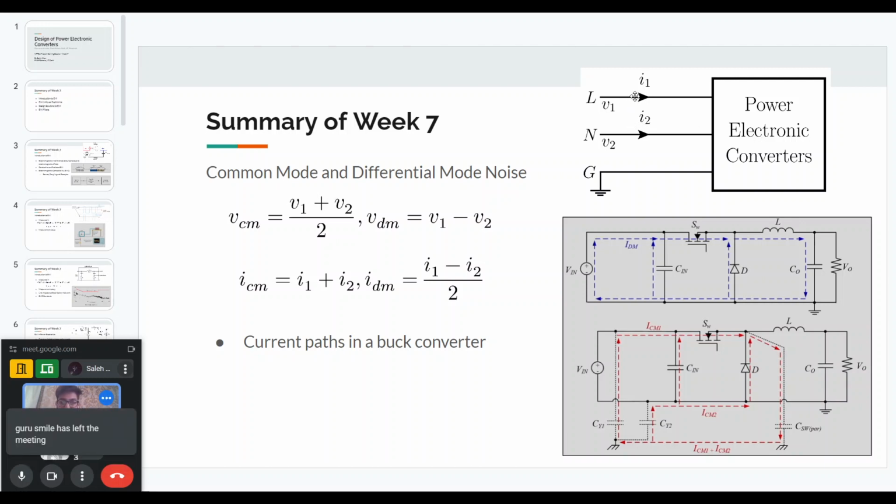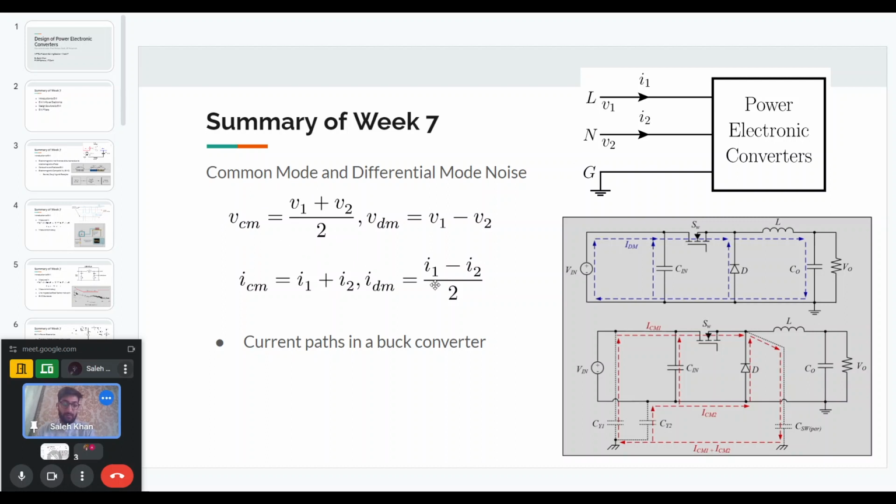Using these voltages and currents, we can define common mode and differential mode voltages and currents. The common mode voltage would be (V1 plus V2) divided by 2, and the differential voltage will be V1 minus V2, and this is what we usually mean as the input voltage of the converter. We are usually talking about the differential mode voltage. So V1 minus V2 would be the input voltage to the converter, but there is another voltage we have to take into account here, which is the common mode voltage.